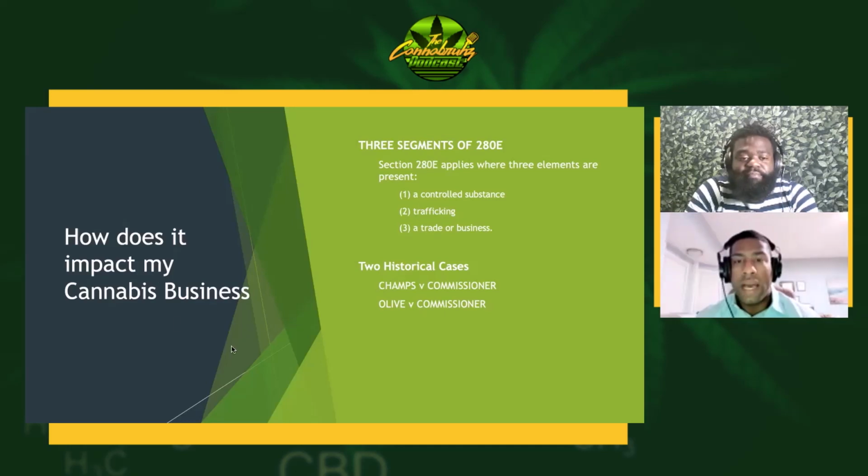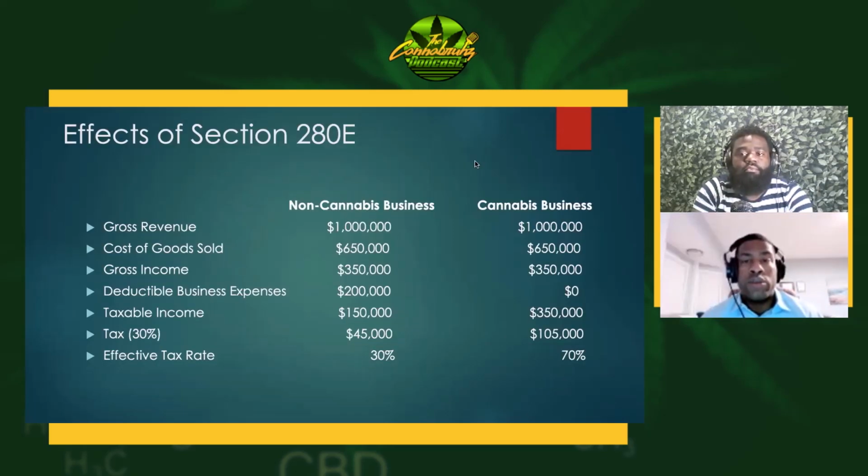Now, what we want to do is show you how 280E impacts the numbers, by the numbers. As you can see, we have two separate businesses: the non-cannabis business and the cannabis business. If we look at the non-cannabis business, let's say it's an ice cream shop.